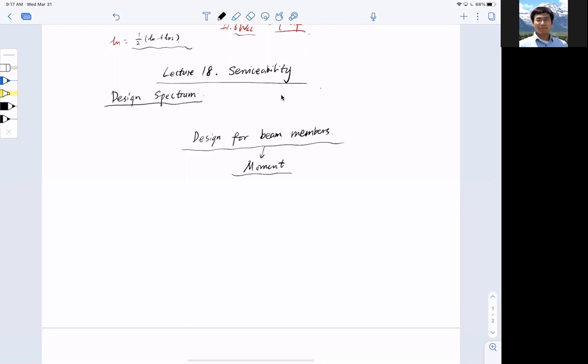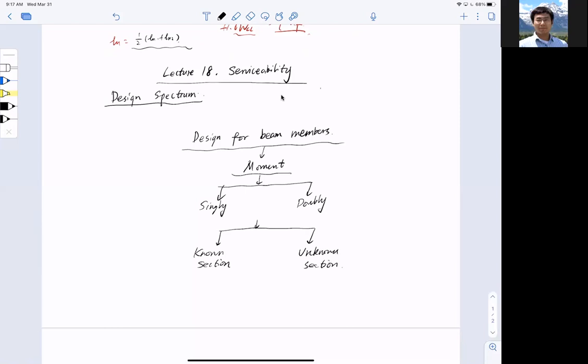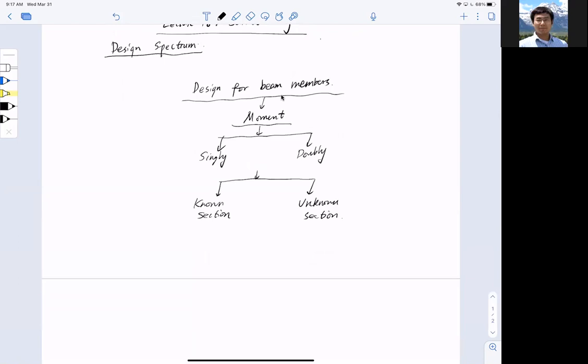Under moment, we said, all right, look, we have done the singly reinforced, doubly reinforced, okay? And then we have applied that to both the known section and unknown section, okay? We have covered all that. This is for designing for moment, right? And for shear, it's the same thing, right? But usually for shear, we have a known section, so this is for stirrup spacing mainly. And this is a known section.